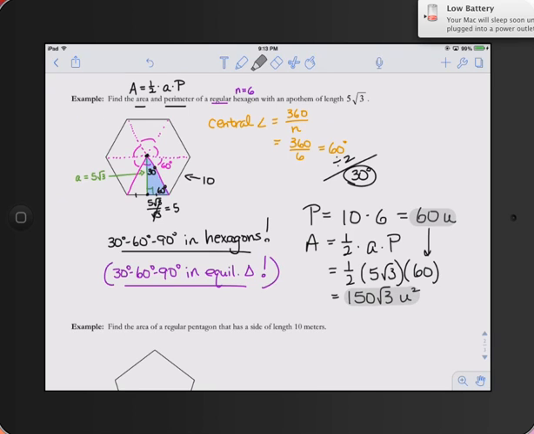Okay, so to recap, you want to do the perimeter before the area. You need the number of sides so that you can figure out what the central angle measure is and then what the angle in the little triangle will be. And you also need to pay attention to what kind of triangle you have so you can work your way around and find the side length.